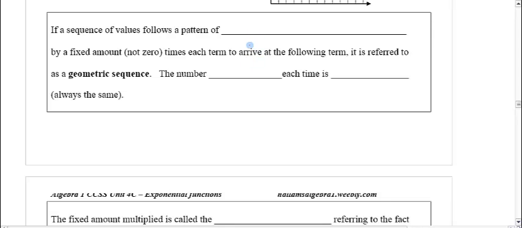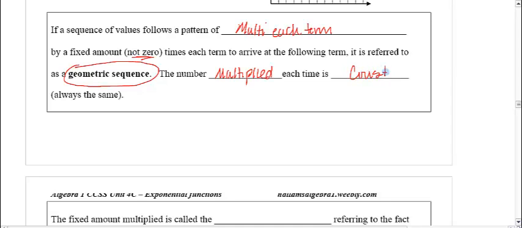All right, if a sequence of values follows a pattern of multiplication, multiplying each term by a fixed amount, not 0, because 0 would make it really boring, it would just become 0, times each term to arrive at the following term, it is referred to as a geometric sequence. So this is, again, a multiplication between each term in our sequence. The number multiplied each time is constant. That's key to verify that this is a geometric sequence.